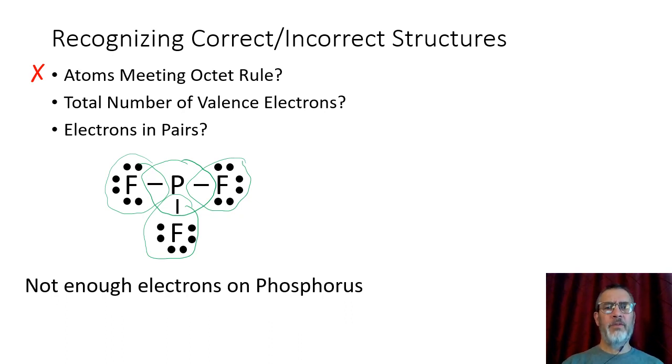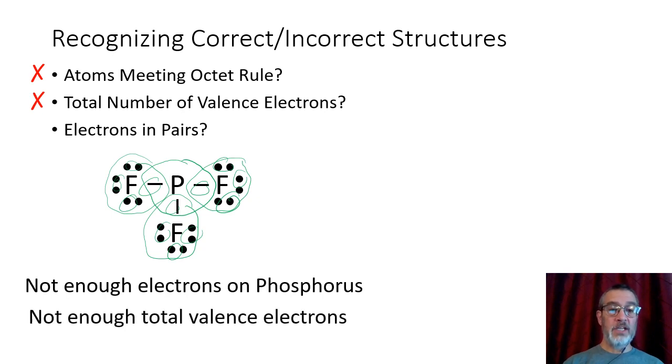What about the total number of valence electrons? Well, fluorine is in the 17th column. That means each fluorine has 7 valence electrons that it's bringing. And the phosphorus is in column 15, so it brings 5. 7 times 3 is 21, plus another 5 is 26. So let's count these. I've got 2, 4, 6, 8, 10, 12, 14, 16, 18, 20, 22, 24. It turns out I don't have enough valence electrons total. There should be 26, but I've only drawn 24. So there's not enough total valence electrons.